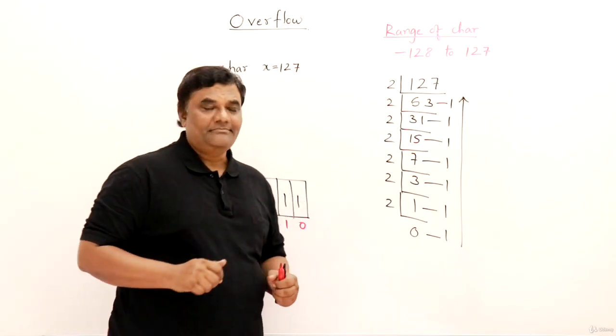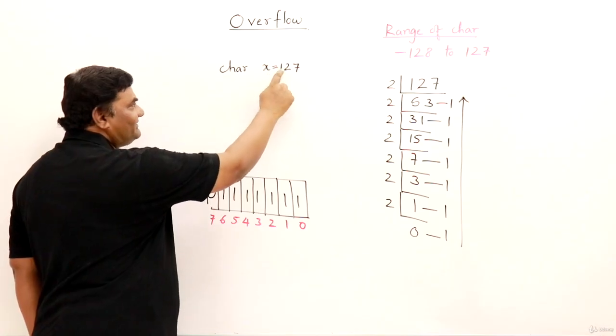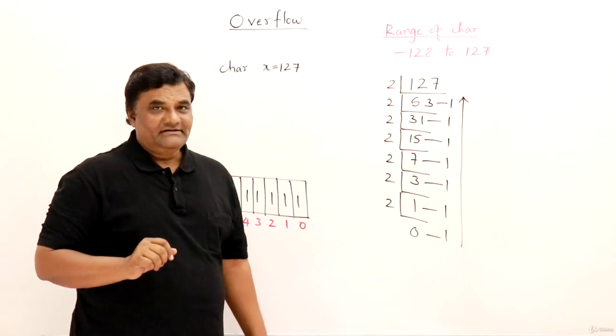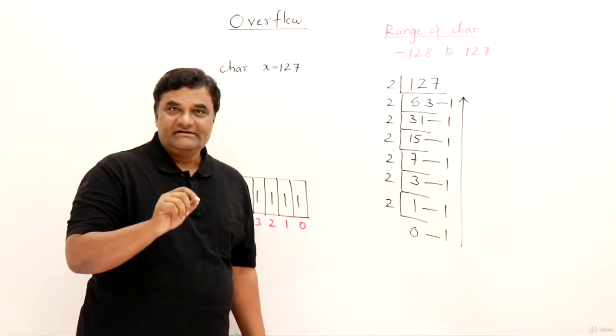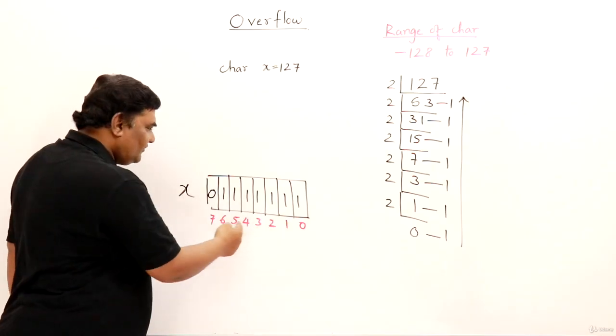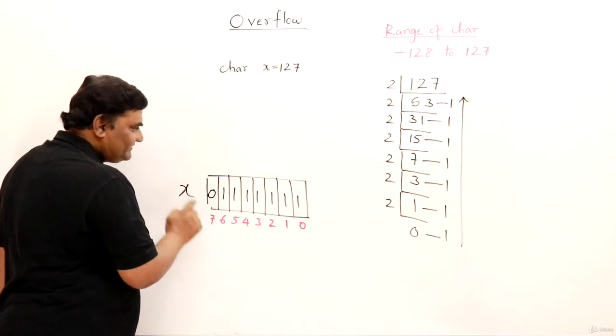So for that, I have taken an example. Here I have a character type variable and x has the value 127. How many bytes does a character take? It takes 1 byte. 1 byte means 8 bits. So this is 1 byte and I am showing all the bits, that is 0 to 7. This is the least significant bit and this is the most significant bit.